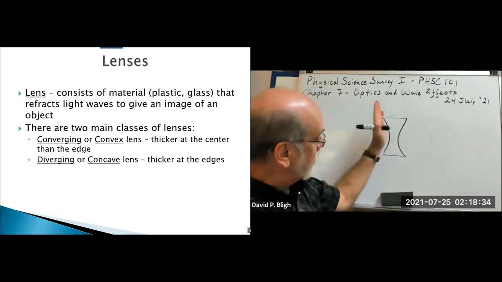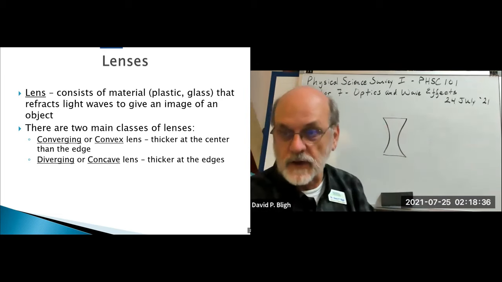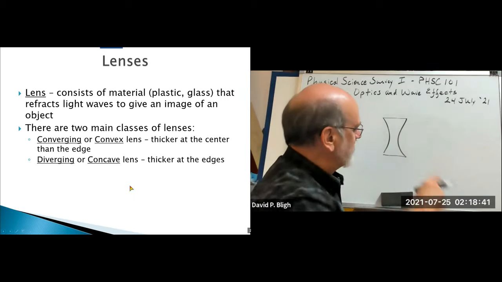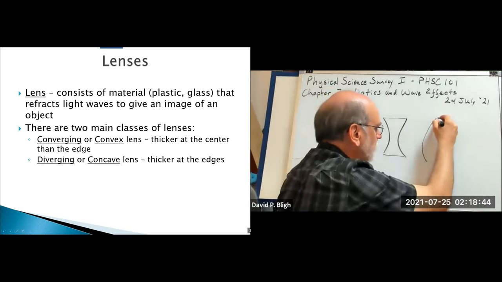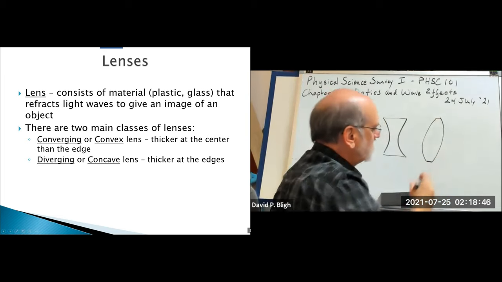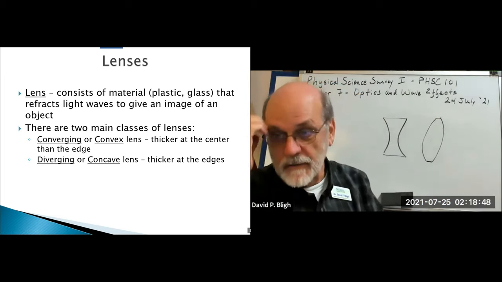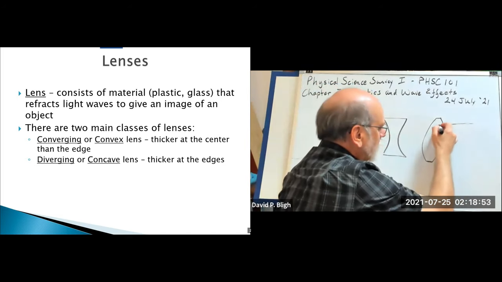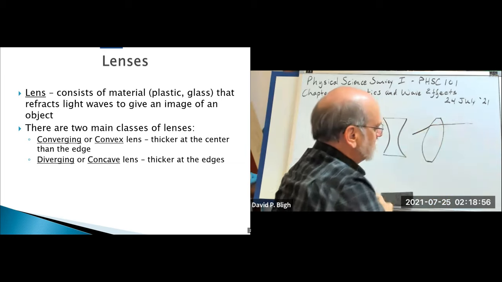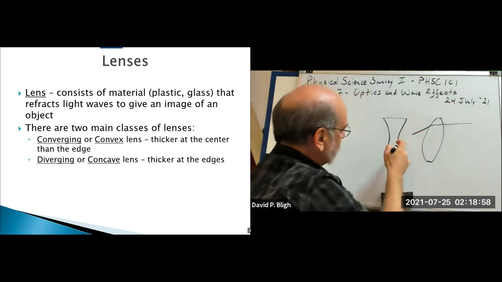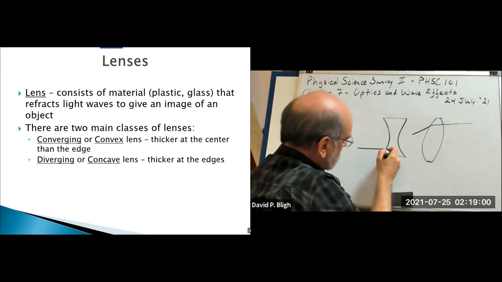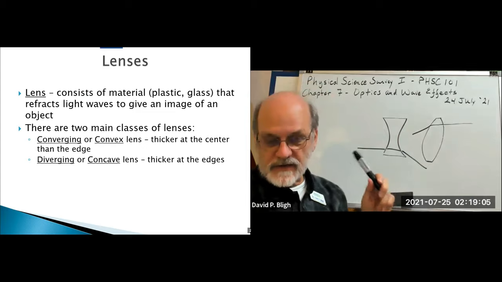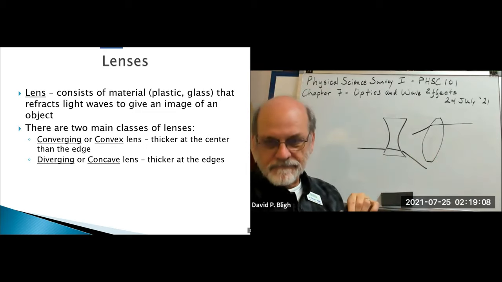You can make lenses with a flat side on them, like that, and they'll still work. A convex lens is thicker in the middle, like that. So when light approaches this one, it bends like that. When light approaches this one, it bends like that. That's a diverging lens. This is a converging lens.